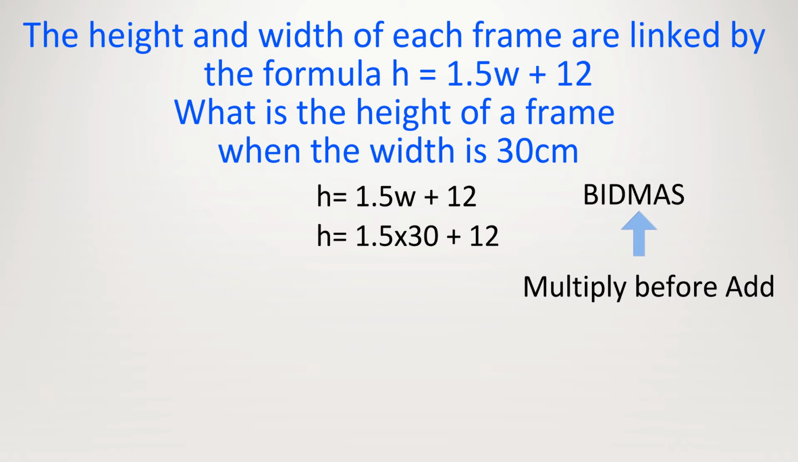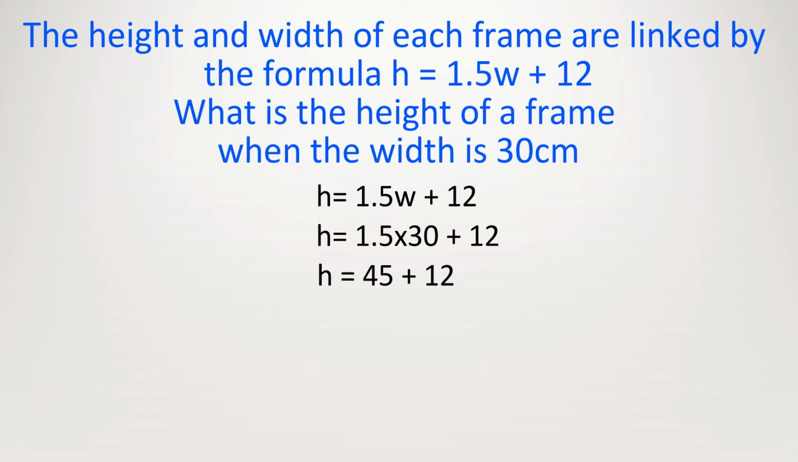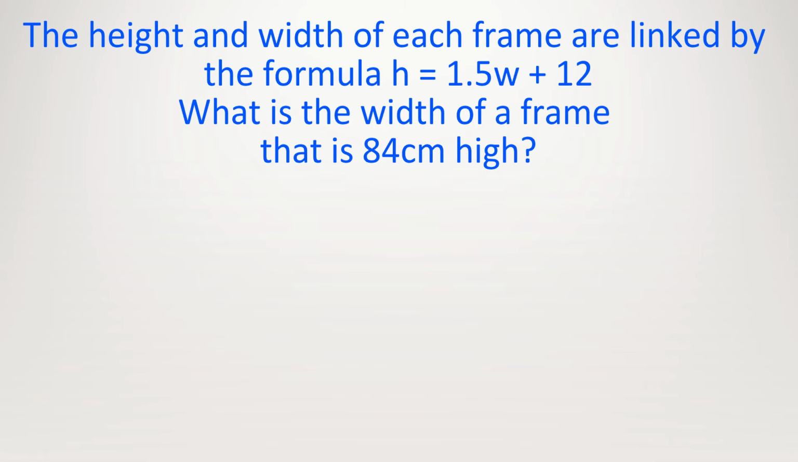A good way to times by 30 is to times by 10, then times 3. 1.5 times 10 equals 15, then times 3 equals 45. Write this as the next line, H equals 45 plus 12. Then we have the height of the frame, which is equal to 57. Try this one for yourself. What is the width of a frame that is 84 centimeters high?